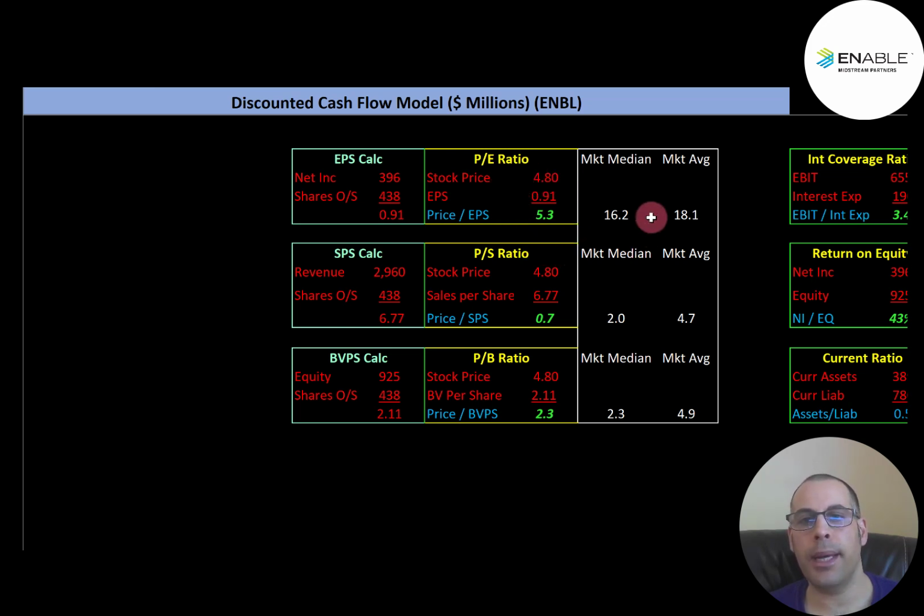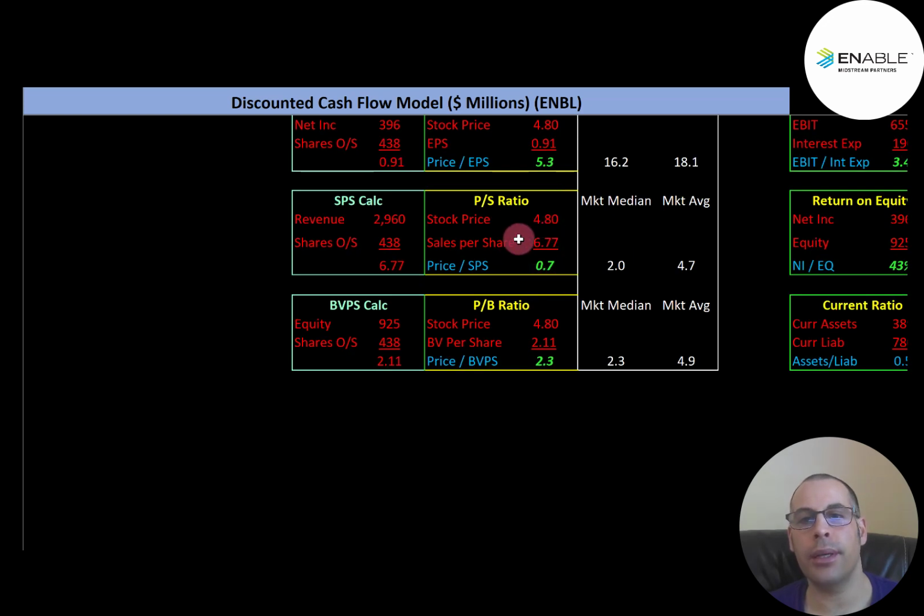PE is really good. The median for the market is 16.2, the average is 18.1. PE is stock price over earnings per share. To calculate earnings per share, that's net income over shares outstanding. I like to see below 15, they're at 5.3, so investors are paying $5.30 for $1 of earnings.